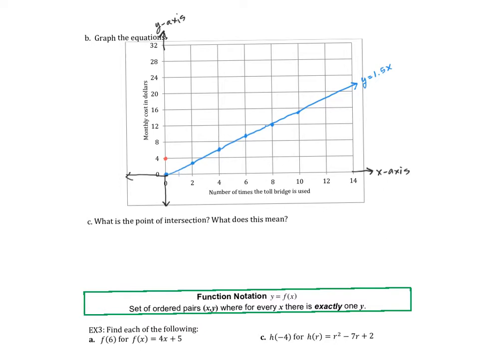So our next point would be 2, comma 6. And the next one is 4, comma 8. We have 6, comma 10, 8, 12, 10, 14.